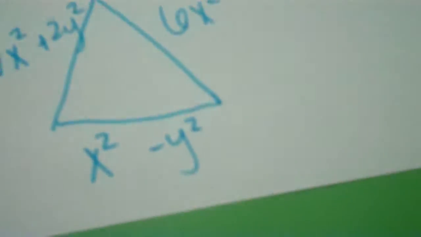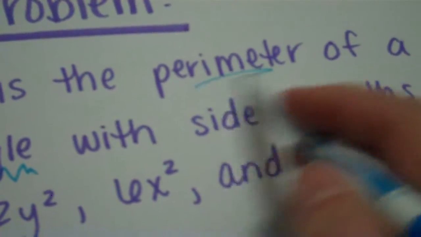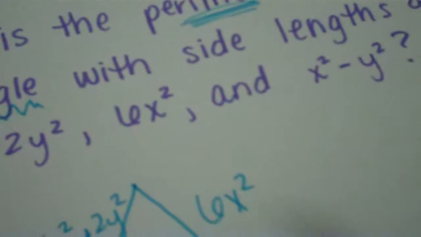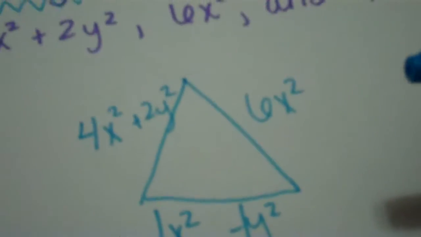Draw a triangle. It doesn't matter which side you label. One side, 4x squared plus 2y squared. The other side is 6x squared. And then one side is x squared minus y squared. On this one, I'm going to go ahead and put some 1s in front because it makes me happy. Now, perimeter means I'm adding up all the sides. So I'm going to use my add rule, which basically means I can only add what looks alike, and then I do nothing with the exponent.